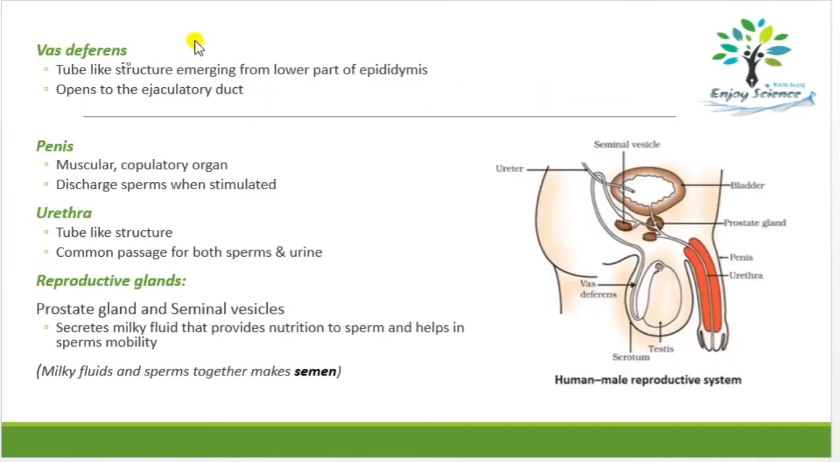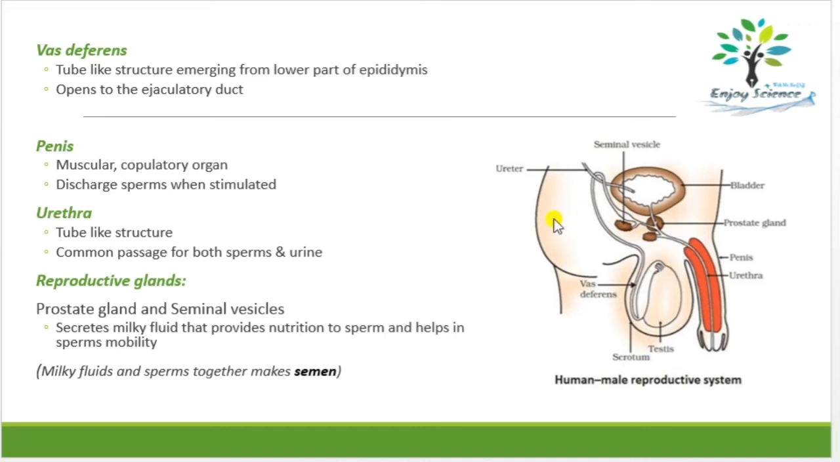So the next structure is vas deferens. Vas deferens connects the epididymis, and it goes to the other duct. It connects with the other duct, which is called urethra. The function of vas deferens is to carry the sperm from epididymis to urethra. And the urethra is also called the ejaculatory duct.